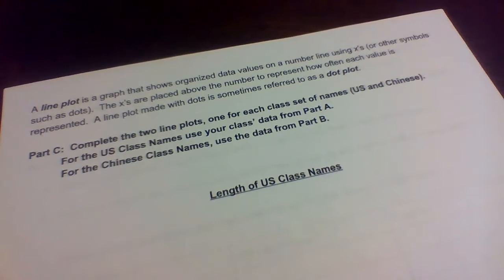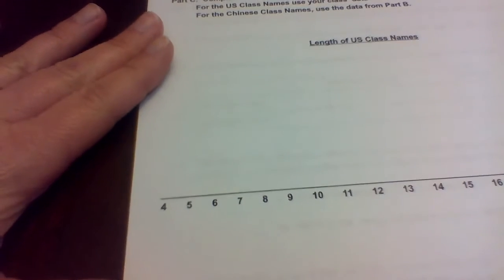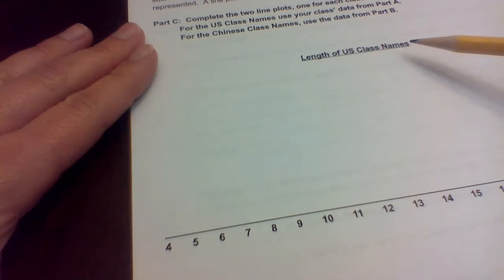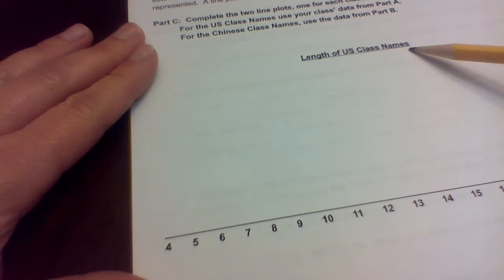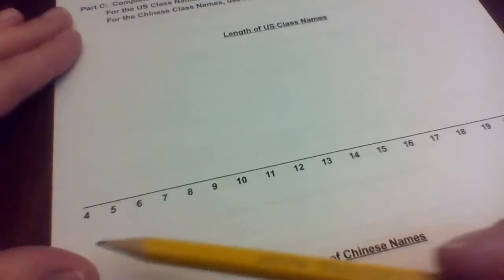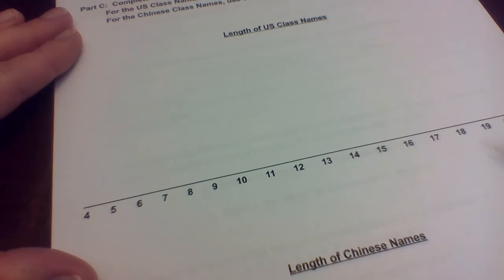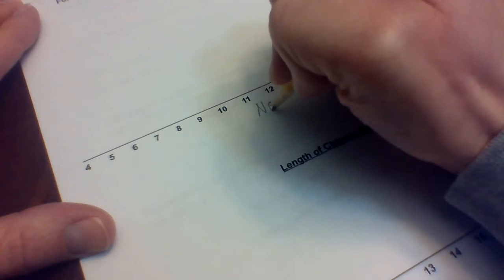Okay? So, for part C, I asked you to create 2 line plots, one for each class set of data. So first you had to make a line plot for the names of the students in your class, and then you had to make a line plot for the Chinese name length data. So let's start by just taking a look at the data from your class. We're starting our line plot with length of US class names as our main title, and then we have our line plot numbered, and I'm going to add a title for our x-axis. Let's just put name lengths.